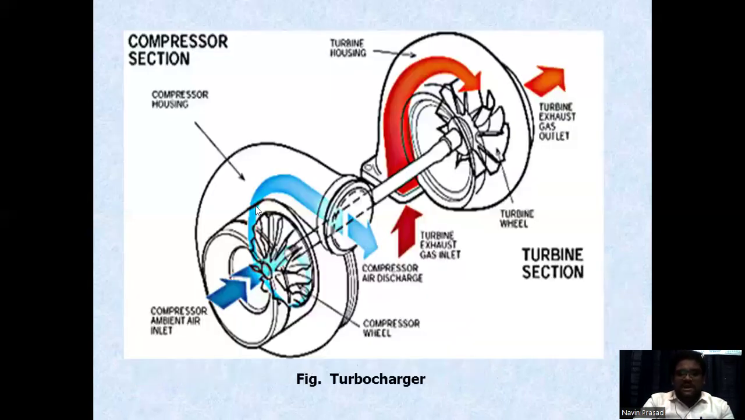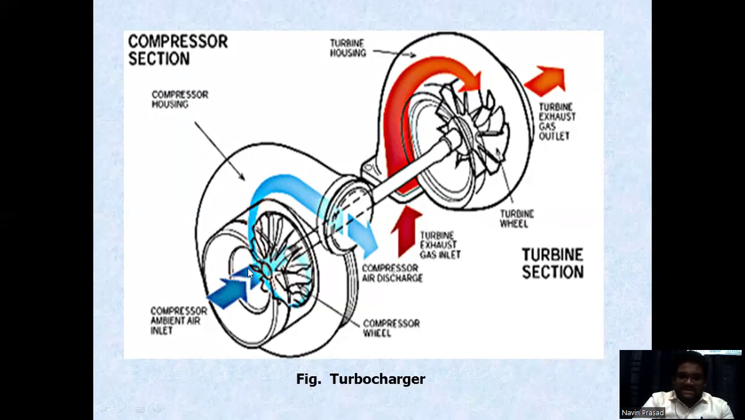So this is the schematic view of a turbocharger. The right side portion of the figure, indicated by the red arrow mark, is the turbine section. This turbine section is run by the engine exhaust gas. We also have a turbine housing. The exhaust gas from the engine is allowed into the turbine section, where it strikes the turbine blades and makes them start to rotate. After that, the exhaust gas is passed to the outlet.